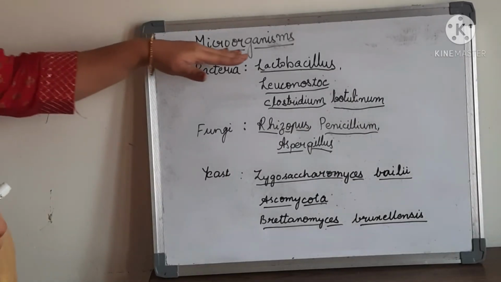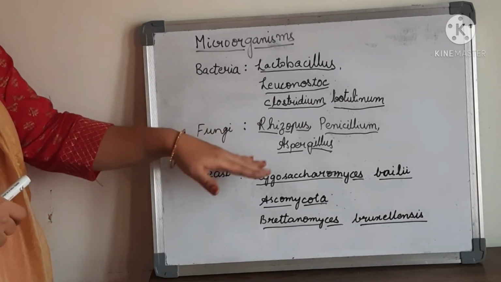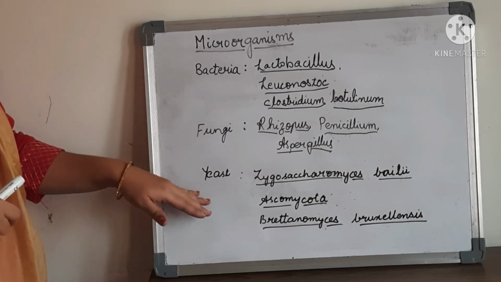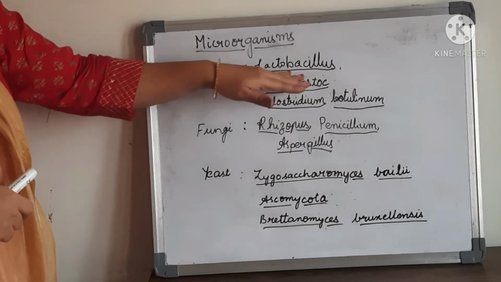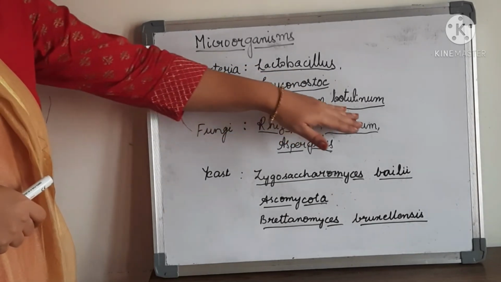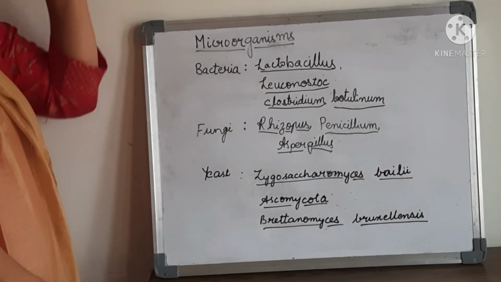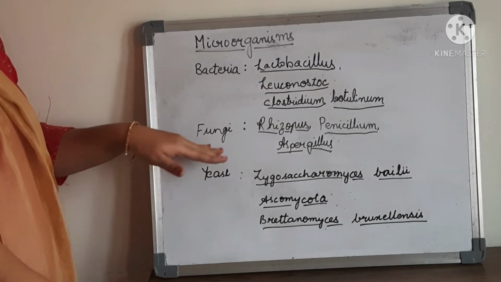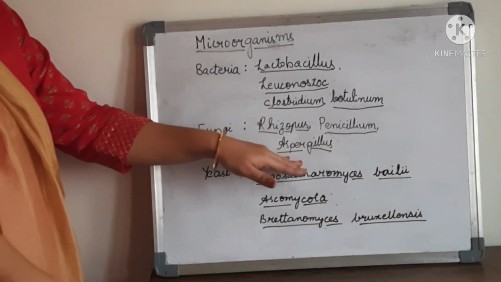Coming to the microorganisms involved in food spoilage, I am quoting a few examples. Bacteria, fungi and yeast are mainly involved in food spoilage. Coming to bacteria, Lactobacillus, Leuconostoc and Clostridium botulinum are the bacterial genera involved in food spoilage. Coming to fungi, Rhizopus, Penicillium, Aspergillus.